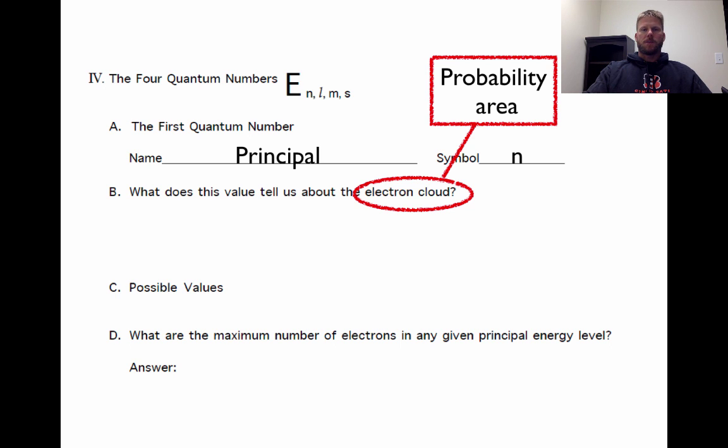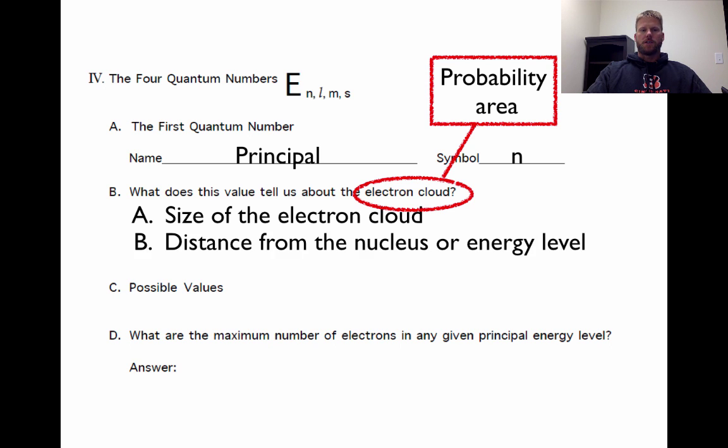So what does this tell us about the probability cloud? The N number, the principal quantum number, tells us the size of that cloud. It also tells us the distance that the electrons could possibly be away from the nucleus. The numerical values for N can be any whole number from 1 to infinity. The number of electrons that can be in any given quantum energy level is given by the short little expression 2 times n squared. So 2 times the principal quantum number squared.